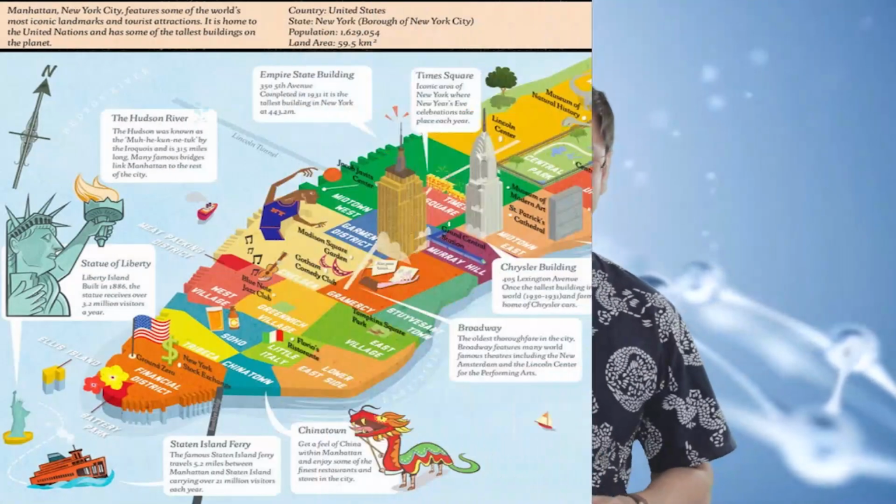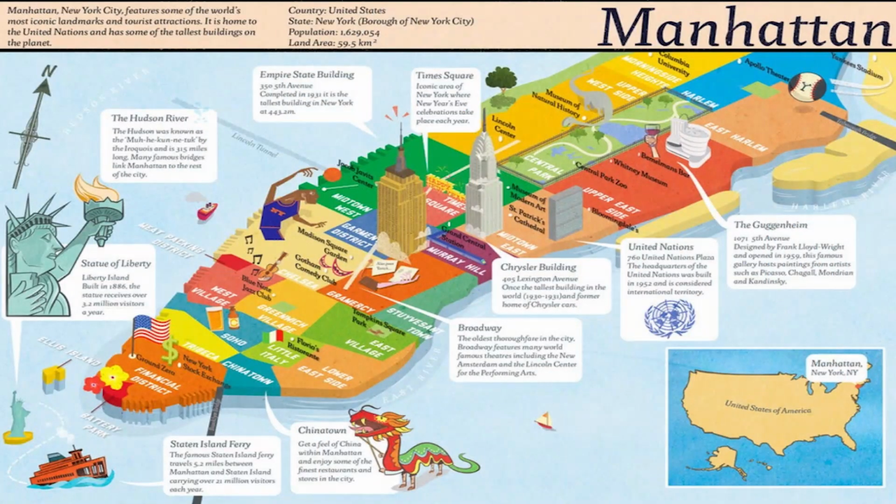Here is southern Manhattan. In southern Manhattan, you have all kinds of different things. You have, for example, Wall Street right at the southern tip. This is the financial hub.